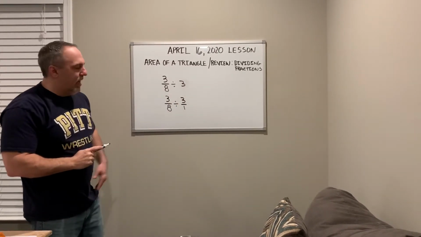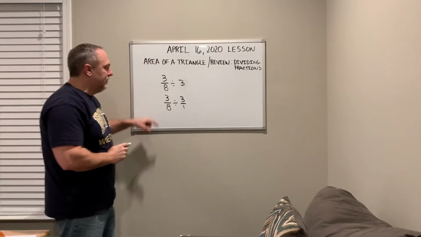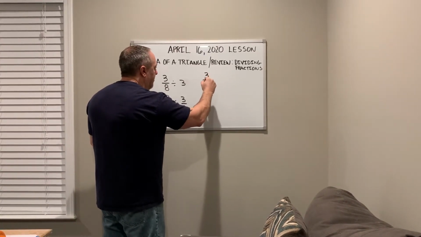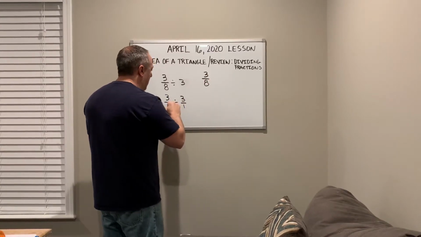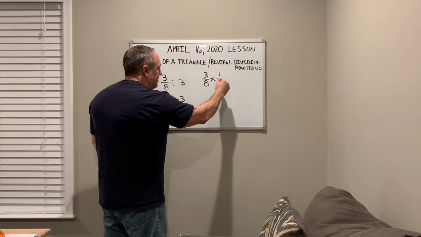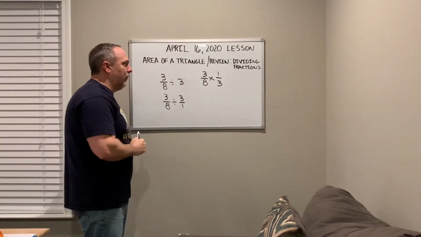Now do the next step. When you skip this step, you guys make mistakes. So let's go over here. Keep that one. Change the sign. Flip the fraction. Make sure you flip that one.